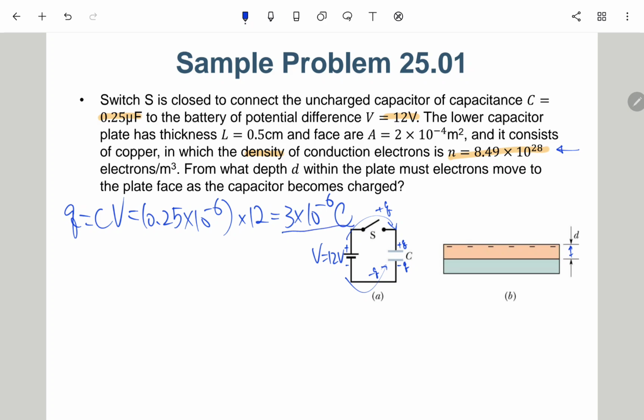Here we would like to compute how many electrons are on the bottom plate. So we have the charge amount 3 times 10 to the negative 6 over 1.6 times 10 to the minus 19, which is the elementary charge. So this is the total negative charge divided by the charge of a single electron. So this is 1.87 times 10 to the 13 electrons.